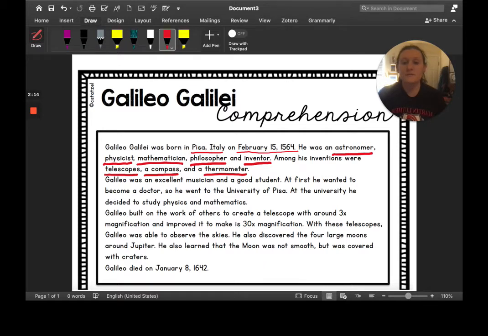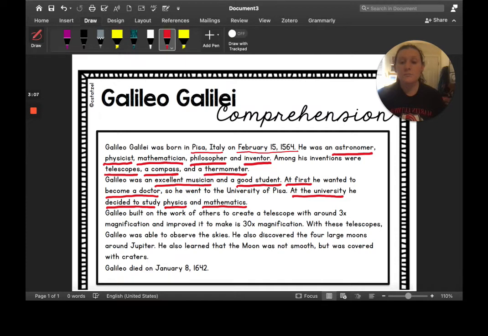Galileo was an excellent musician and a good student. So let's underline that he was an excellent musician and he was also a good student. So at first, he wanted to become a doctor, so he went to the University of Pisa. So let's underline at first, he wanted to become a doctor. And then the next sentence says, at the university, he decided to study physics and mathematics. So for that sentence, let's underline at the university, he decided to study, and then let's underline physics and mathematics.